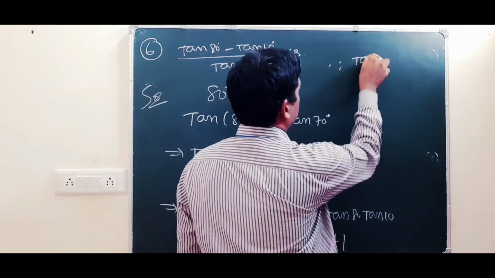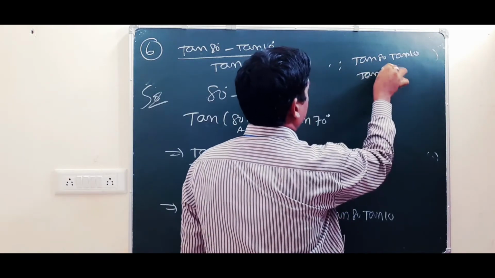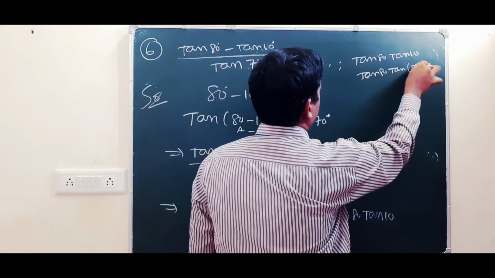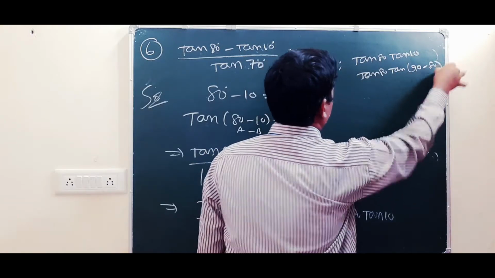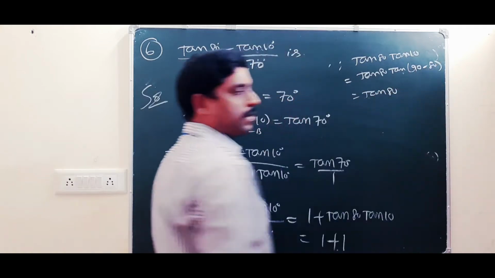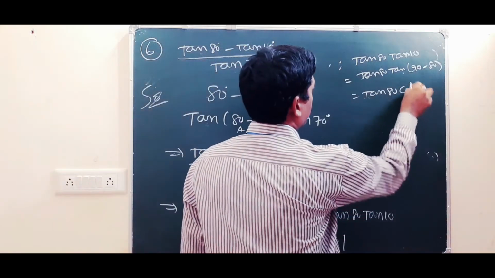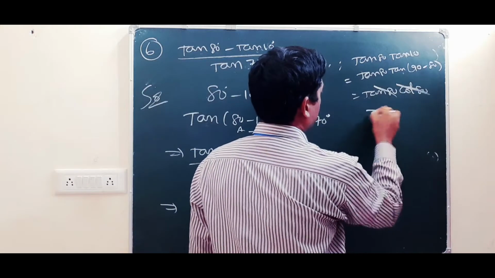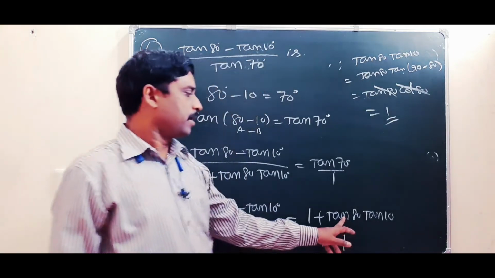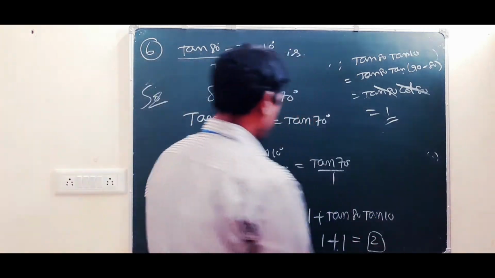We have tan 80 into tan 10. This can be written as 90 minus 80. So tan 80 into tan of 90 minus theta, we have cot theta, cot 80. Okay, tan 80, cot 80 get cancelled to 1. So tan 80 into tan 10 value 1. 1 plus 1 is equal to 2. So the answer is 2.